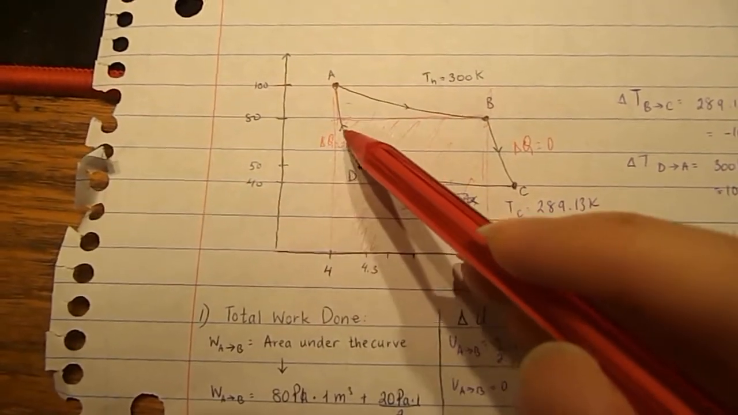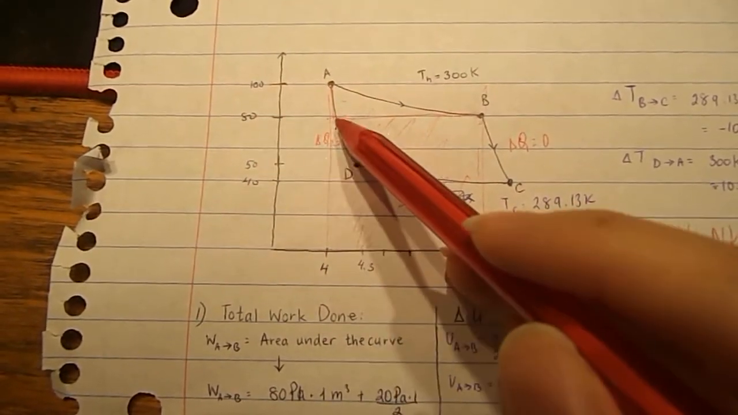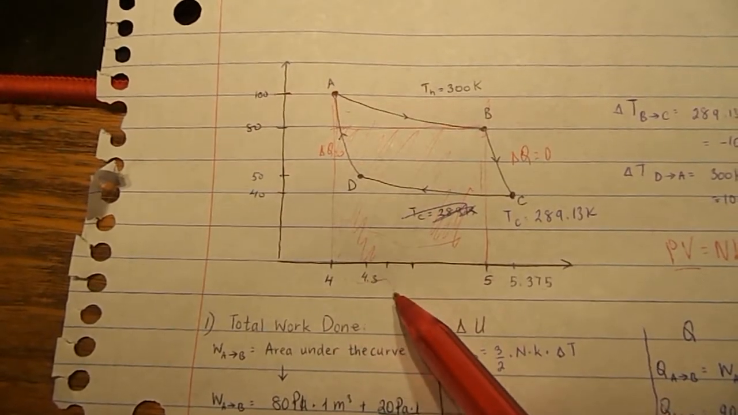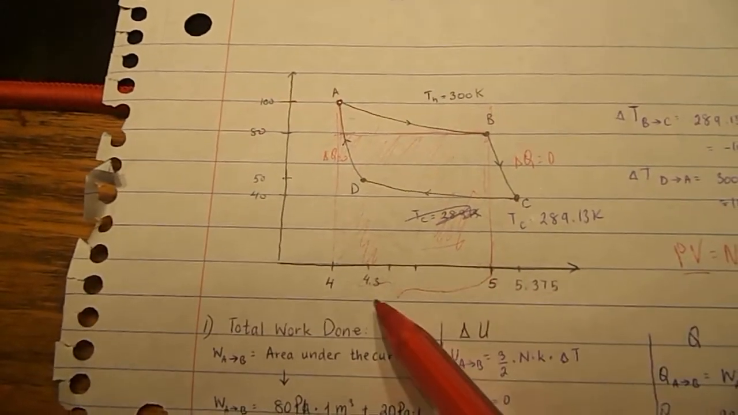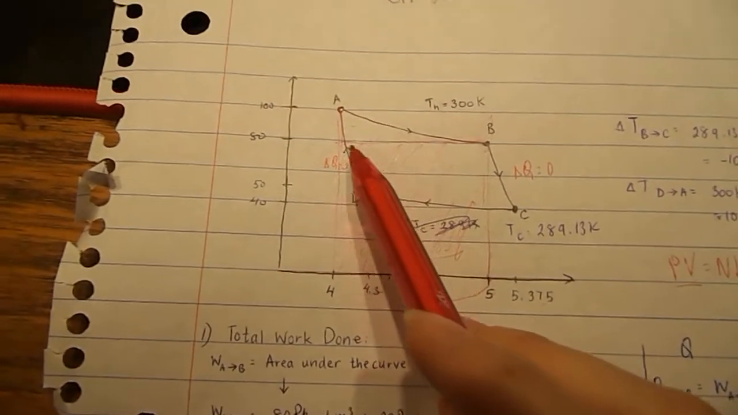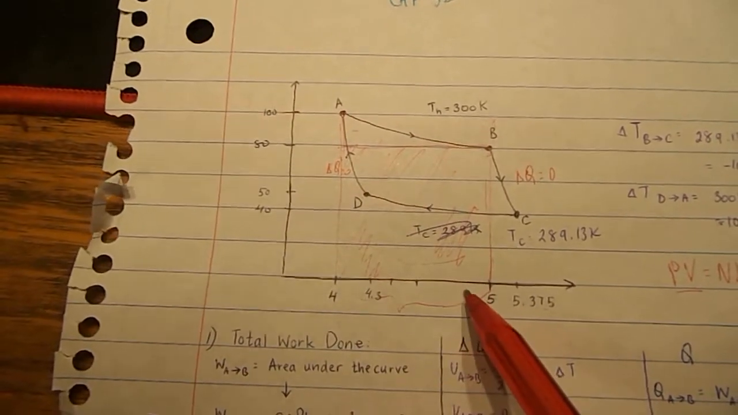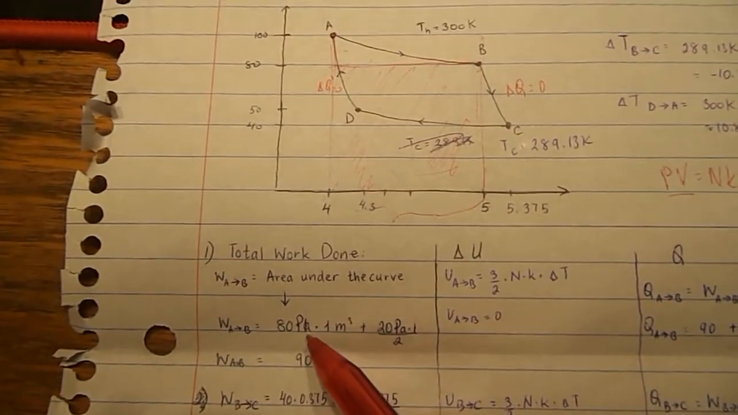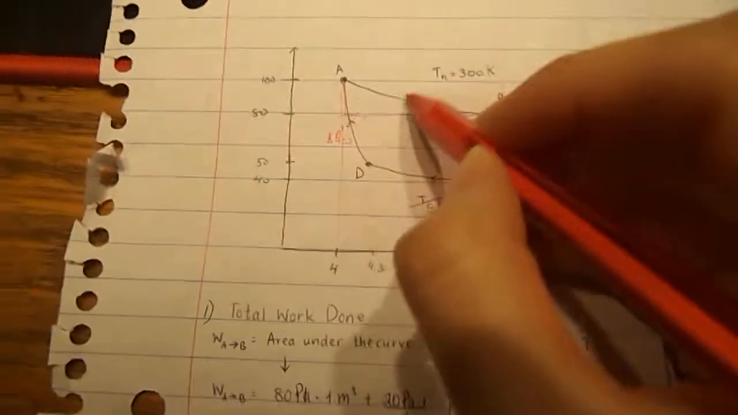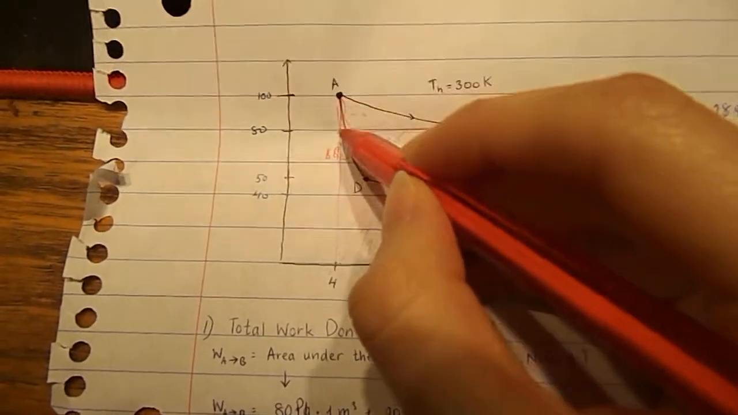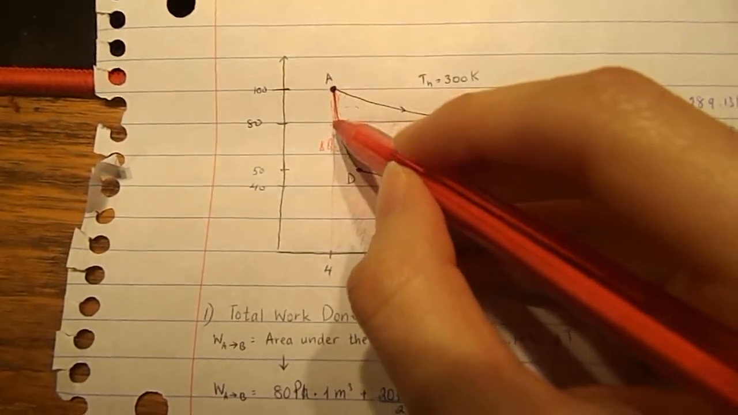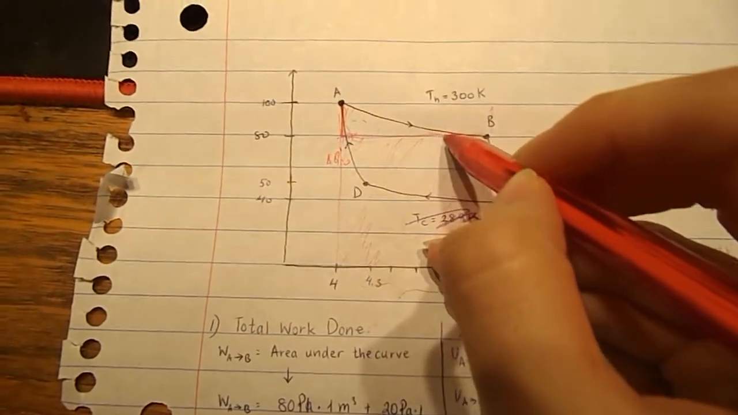What is that rectangle? The area of that rectangle, it is 80, so 80 times, and this length is 1, right? This is 1 meter cubed, and this is 80. So 80 times 1 will give you 80 pascals times 1 meter cubed, plus we also have this triangle here. So we also need to add the area of that triangle as well. So what is the area of the triangle? It's height times base divided by 2.